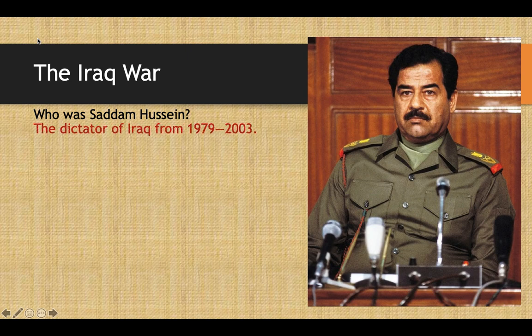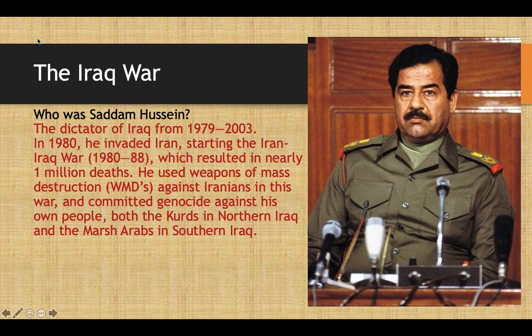So he was the dictator of Iraq from 1979 all the way until 2003, about 2.5 decades he was in power in Iraq. In 1980, he invaded Iran, which also just had their revolution. This started the Iran-Iraq War, which lasted 8 years, from 1980 to 1988, and it resulted in nearly 1 million deaths. Now, during this war, he used what are called weapons of mass destruction, or WMDs.